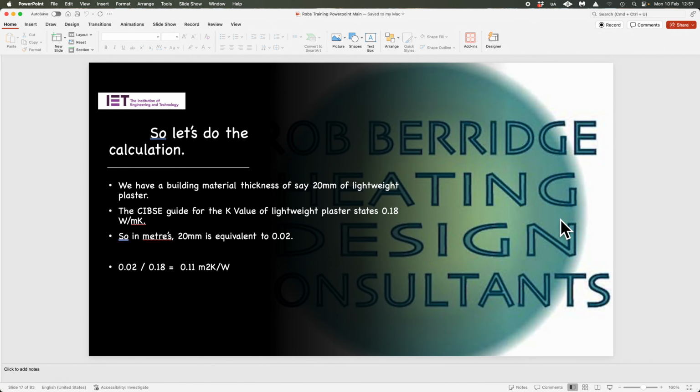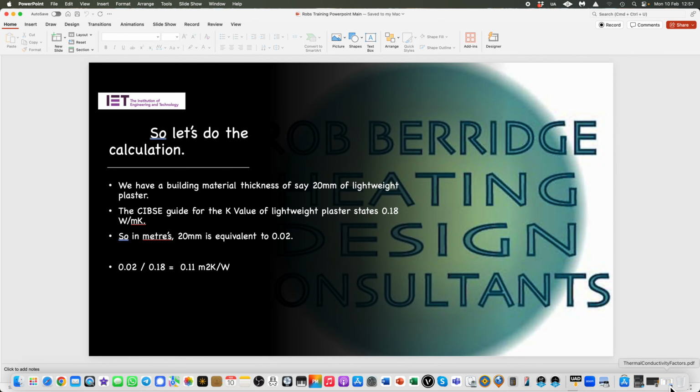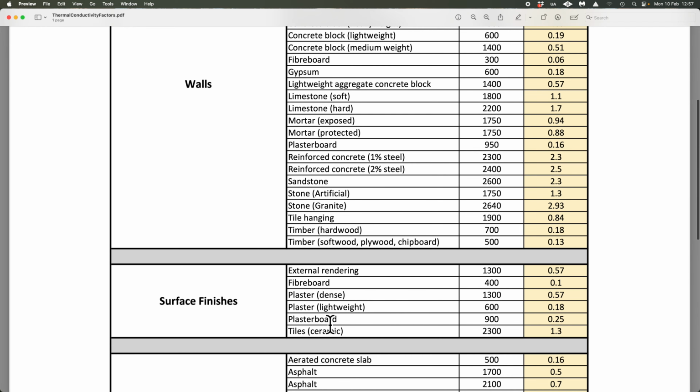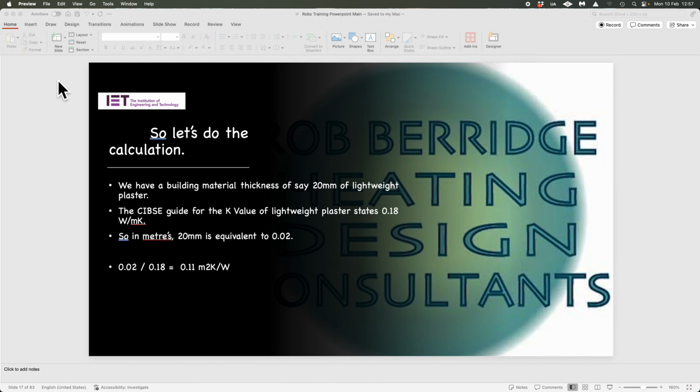Let's say we have a building material thickness of 20 millimetres lightweight plaster. And lightweight plaster is something like Bonding or Hardwall or something along those lines. So the CIBSE guide for the K value for lightweight plaster states it's got a K value of 0.18. Well, let's just double check and see that it has. So it's a surface finish. Yeah, lightweight plaster. There it is. Look, 0.18. So it's 0.18 on our calculation.